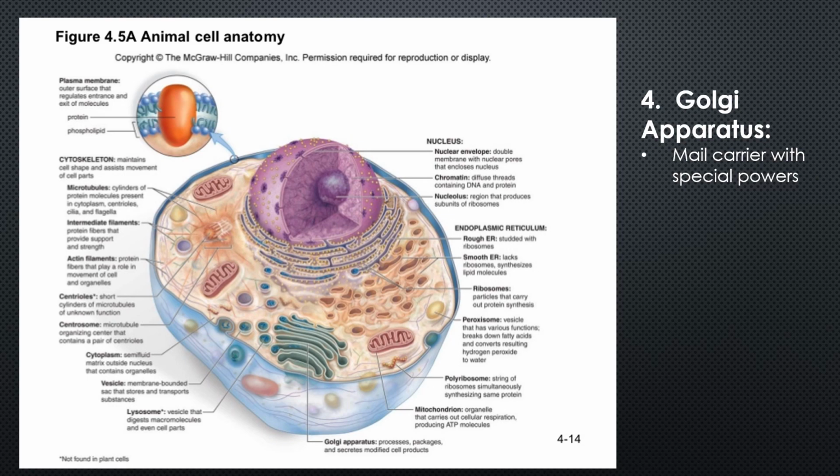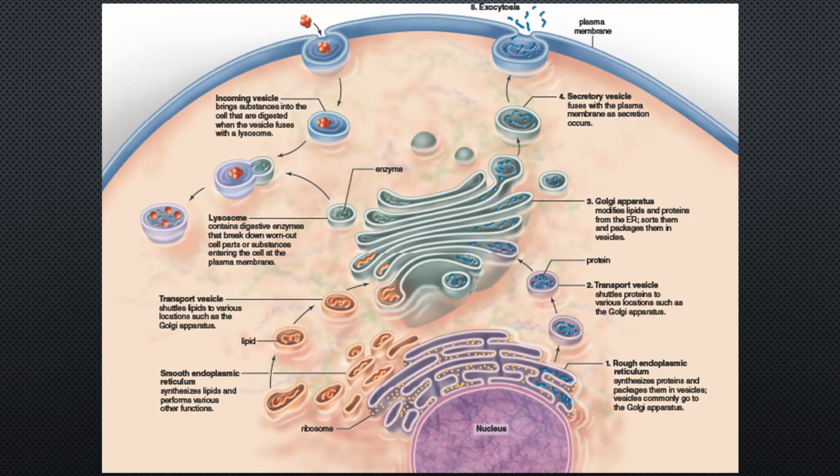Next, we're going to look at the Golgi apparatus, and that is right down here. I like to call this the mail carrier with special powers of the cell, because it tends to process packages, adjust them a little bit, and then send them to particular places within the cell. When we're looking at the Golgi apparatus, it looks kind of like a stack of pancakes. And we talk about this stack in its relation to the ER.